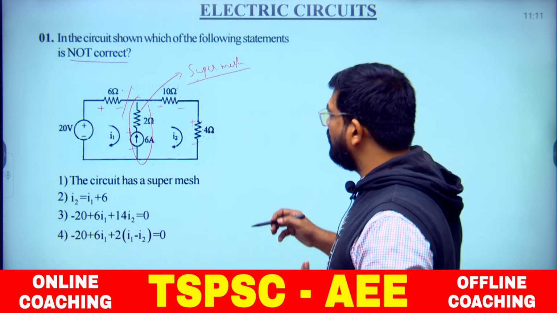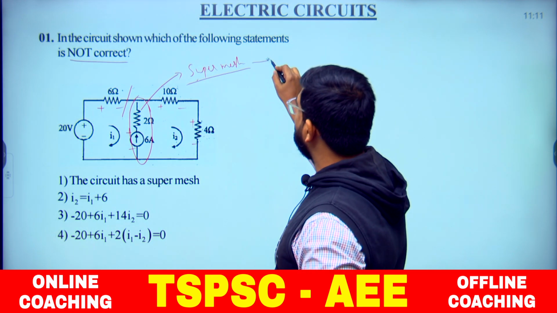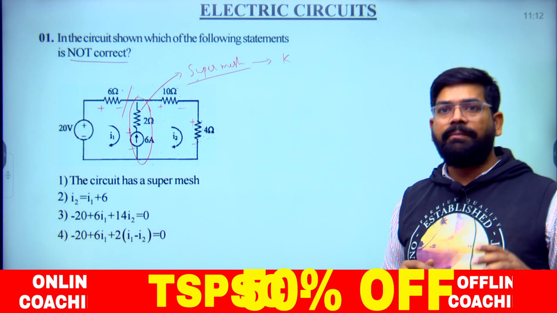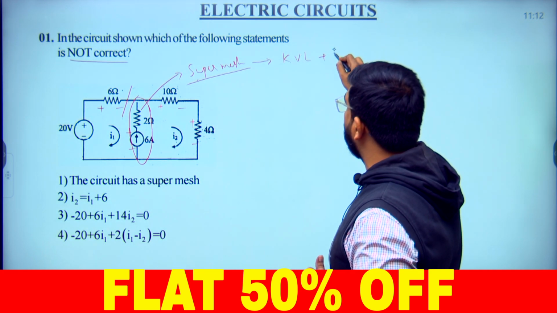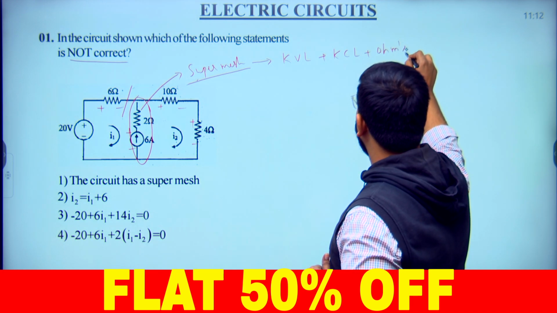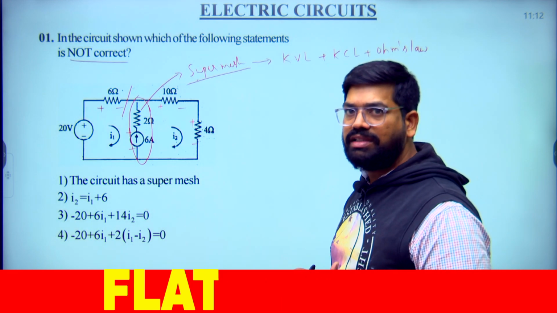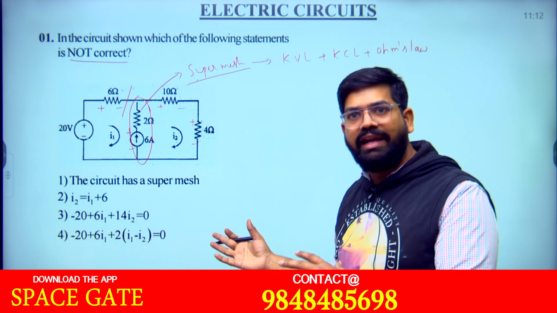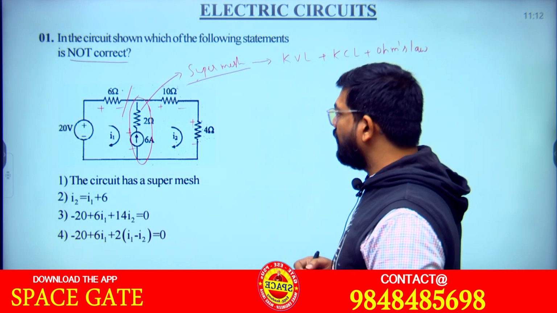Due to that reason only we are naming this a super mesh. Super mesh analysis is a combination of KVL plus KCL plus Ohm's law. Now how we are going to solve with the super mesh analysis, we will see here, so that we can identify what is the correct statement and what is the not correct one.